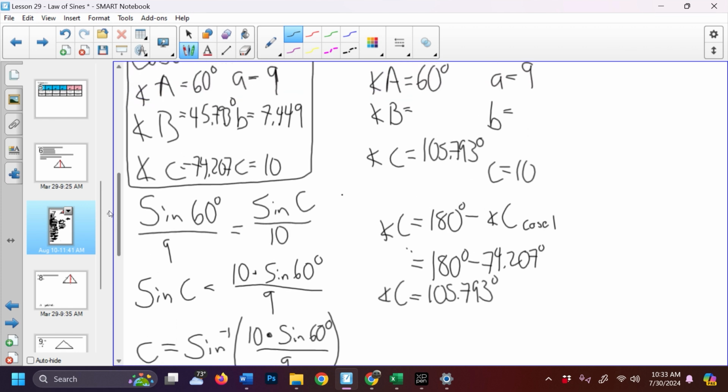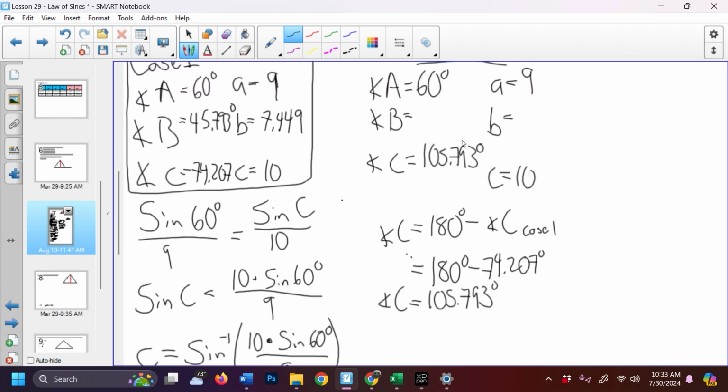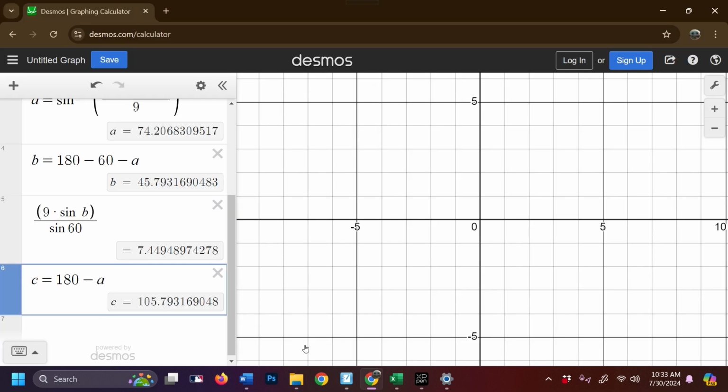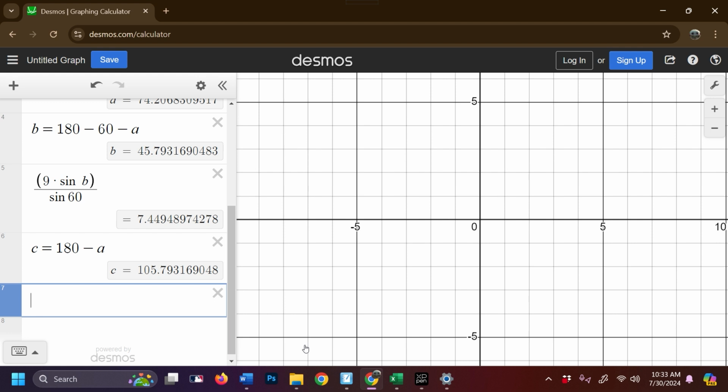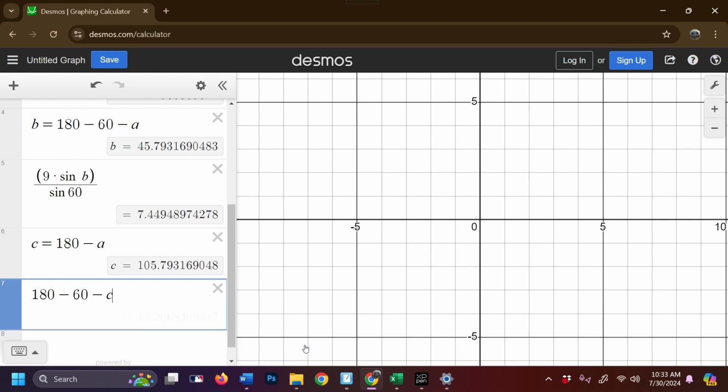Now, just like in the last one, I'll use the triangle sum theorem to calculate angle B here. And so we'll just subtract these two values from 180 degrees. So we'll say angle B is equal to 180 minus 60 minus 105.793. And I will set that equal to C there. And so I'll go 180 minus this given 60 minus C, and it's 14.207. I'll have to round that up.